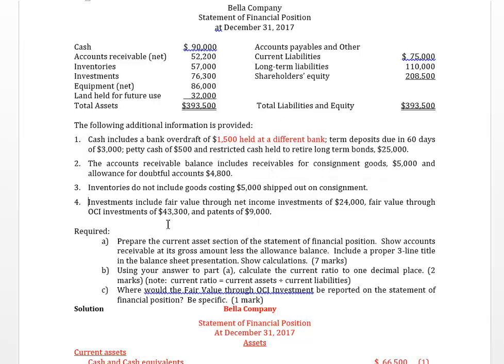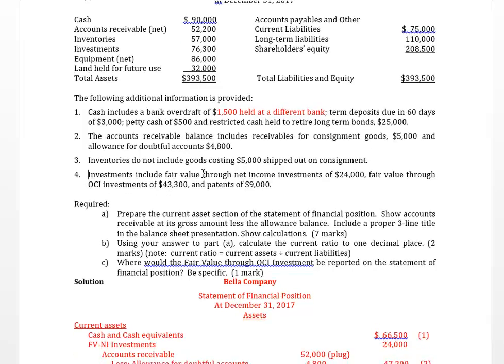And then your last piece of additional information was that fair value through net income investments, $24,000, and fair value through OCI investments, $43,000, $3,000, and $9,000 worth of patents were included in the investment section. So, what do you know? If you're looking at those investments, we can see that these guys would total that 76.3.